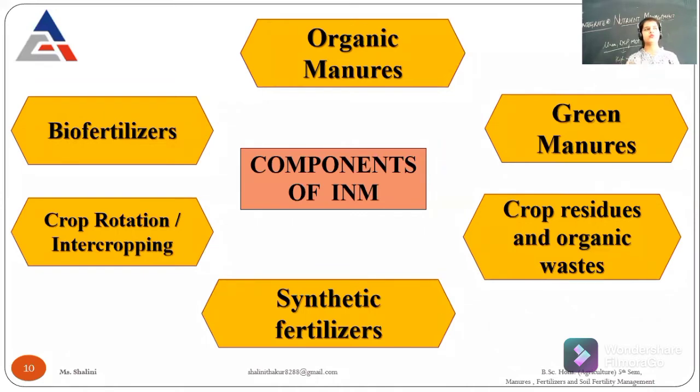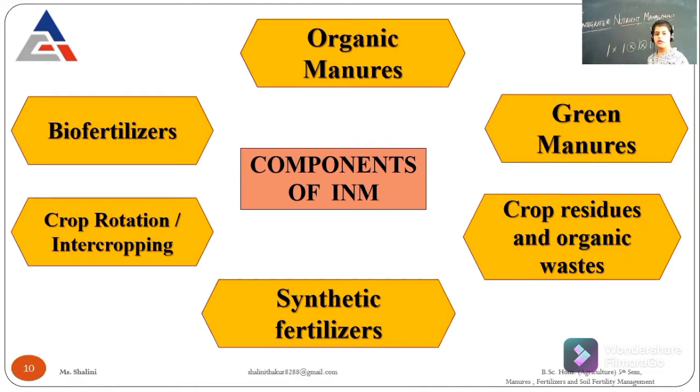We can apply through sprayers. We can apply through broadcasting. So there are different methods. So next, in integrated nutrient management, what we are doing, we are using crop rotation and intercropping. With our main crop, we are making a row-wise difference and growing another crop with it.